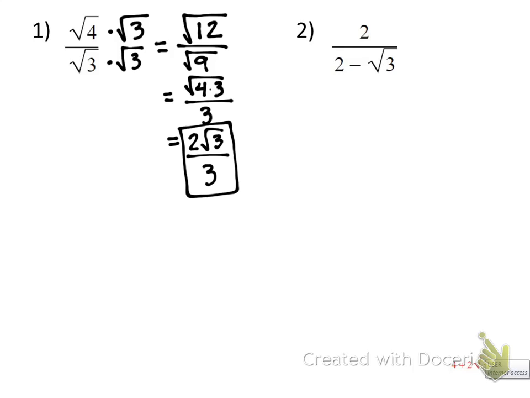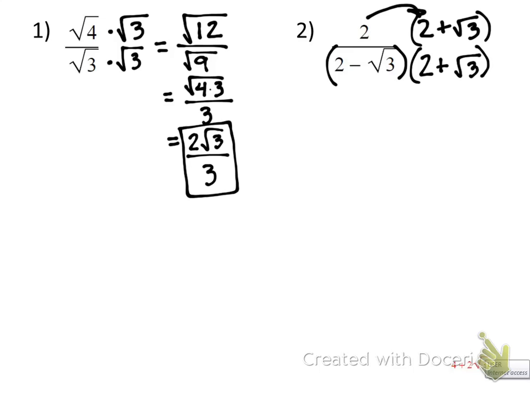Number 2. Okay? Number 2, it says we're not going to use step 1 because the denominator is not just the square root, it's actually a binomial. If it's a binomial, multiply both the numerator and denominator with the conjugate. Okay? So, the conjugate of the denominator is 2 plus rad 3. And we use the conjugate because we could apply the difference of squares on the binomial.